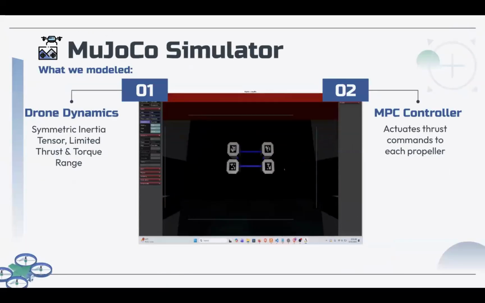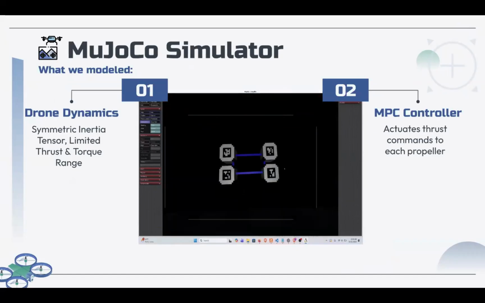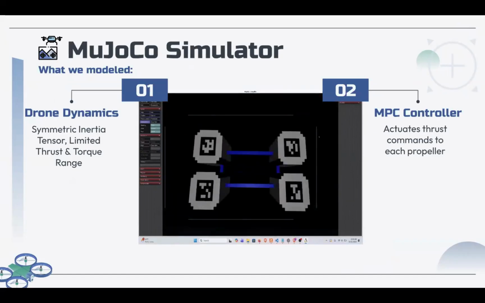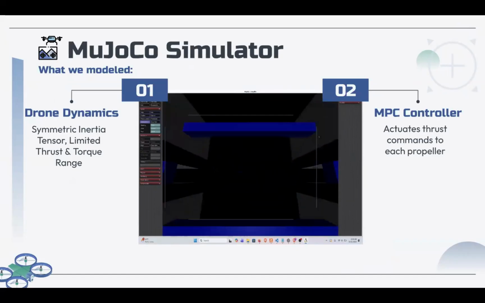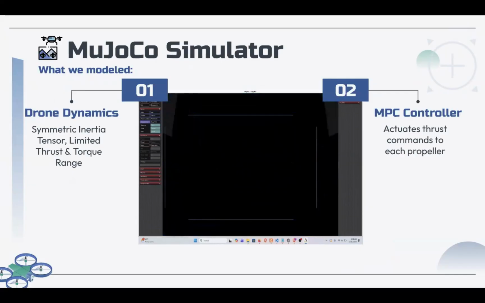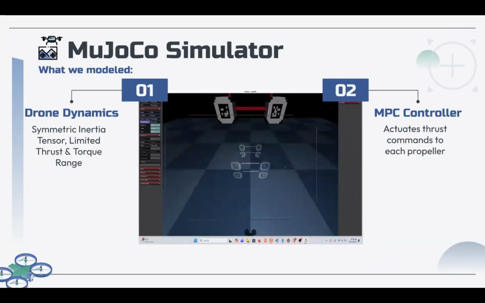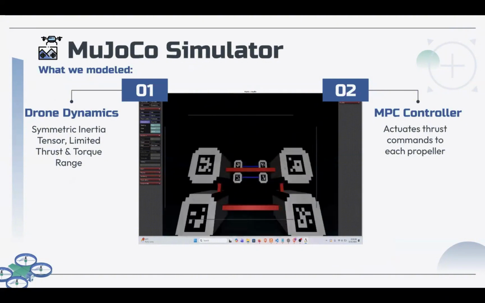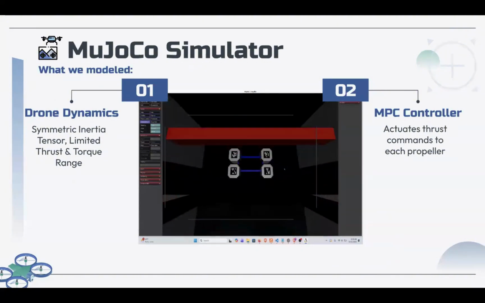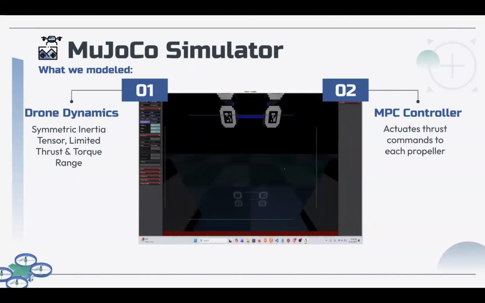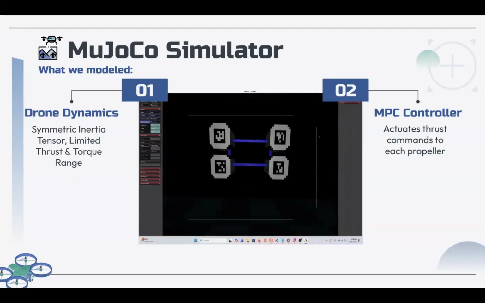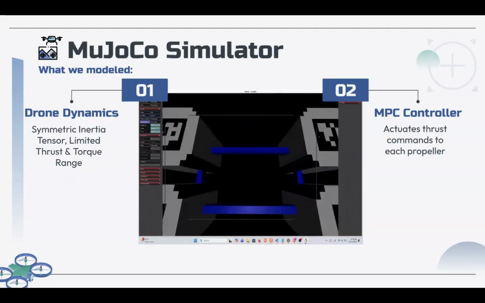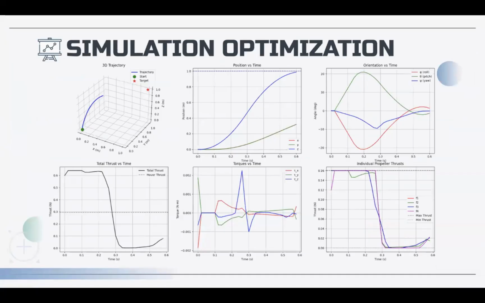Going into our simulator, we simulated the system in MuJoCo. We modeled the drone dynamics using a symmetric inertia tensor and realistic limitations on thrust and torque. We used the LQR controller with the receding horizon to actuate the thrust commands for each propeller, and we simulated this with some gates. Here are some of the simulation optimization plots. For a given starting position as the green state, we tried to approach the target red state, which is assumed to be stable, and the LQR gives us the best plan to get to that target.